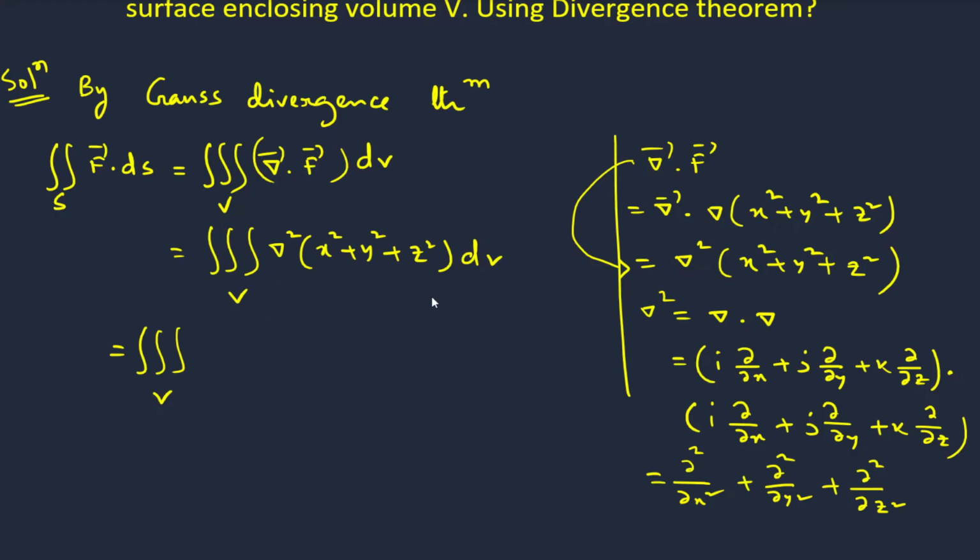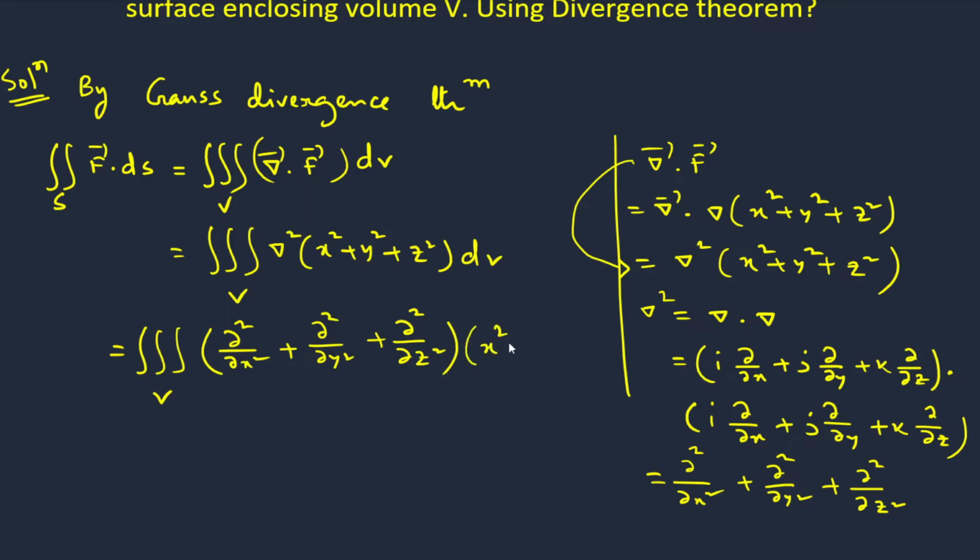All the problems are very simple. Now, nabla squared of x squared plus y squared plus z squared. Just see, in place of nabla squared, what do we get? Del squared by del x squared, then del squared by del y squared, and then del squared by del z squared. This is the value of nabla squared.